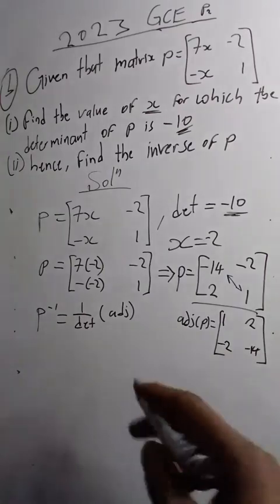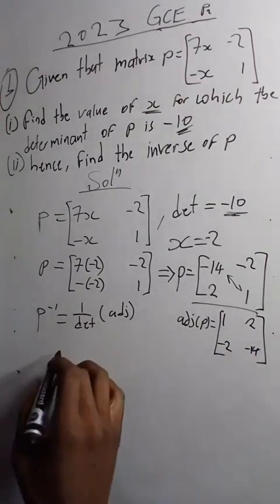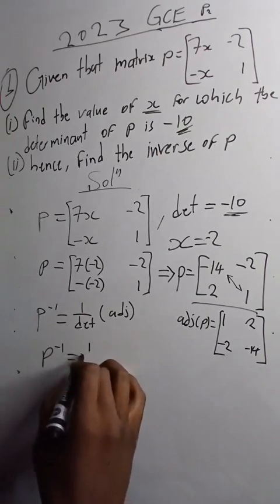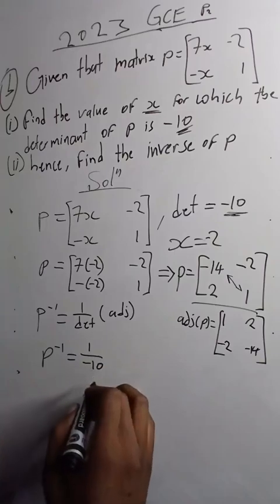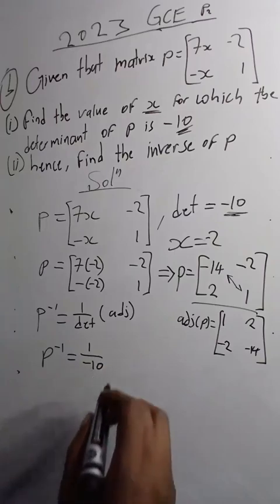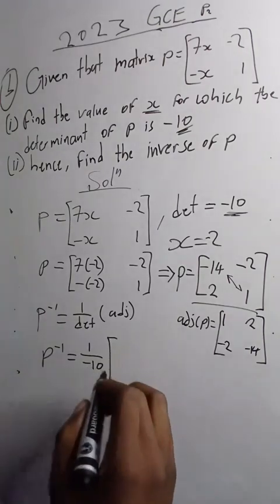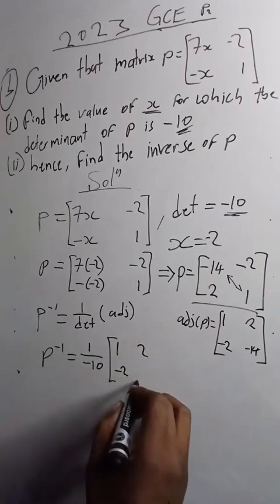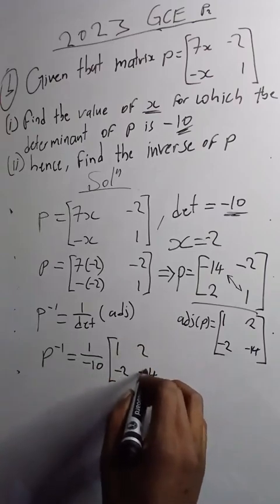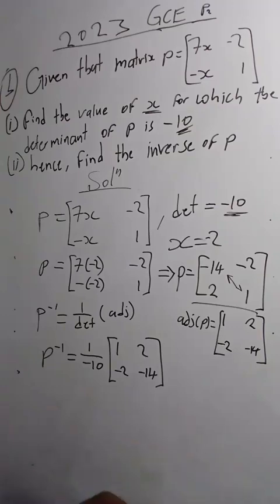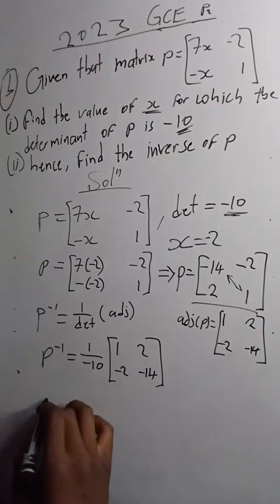Thank you so much. Let us continue. So the inverse of P will be 1 over negative 10, negative 10 being our determinant, then our adjoint, which is [1, 2; negative 2, negative 14]. This is our inverse. For the sake of enjoying maths, let us continue.